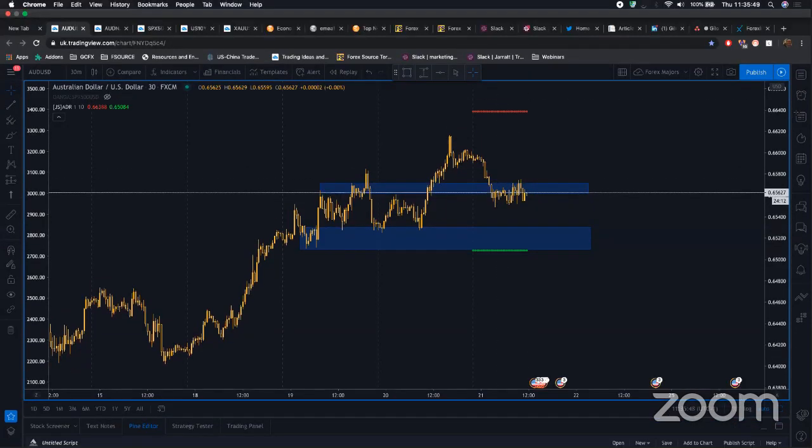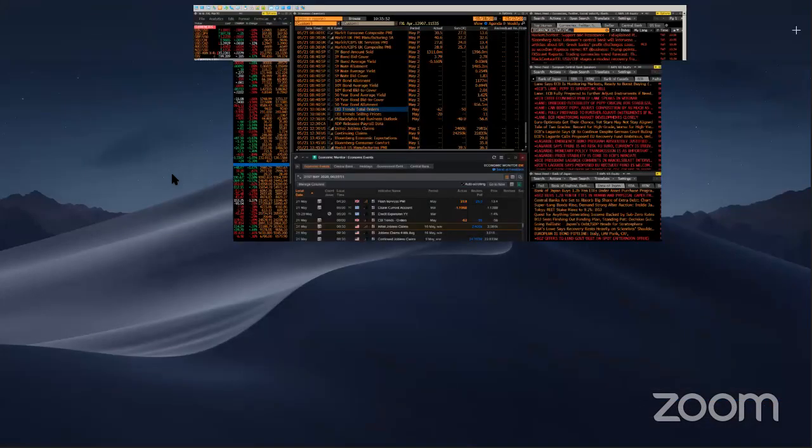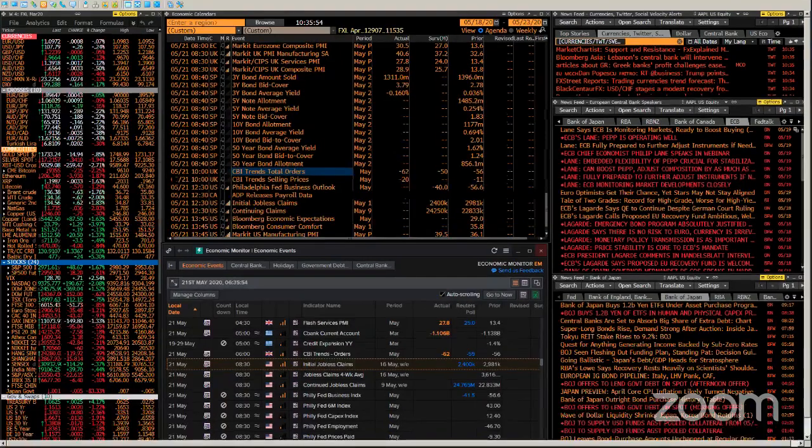So we'll just have a quick look through the markets just to see how we analyze risk markets. Very helpful skill for you to develop yourself.